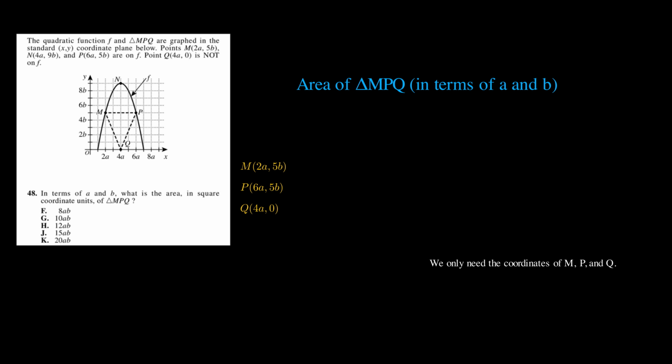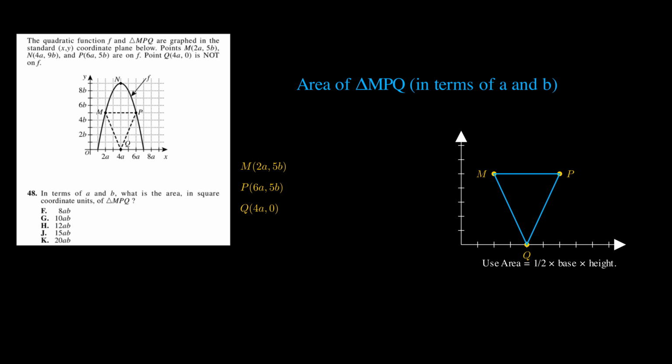All right, let's read the question carefully. The quadratic function f and triangle MPQ are graphed in the coordinate plane below. Points M, N, and P are on f. Point Q is not on f. In terms of a and b, what is the area of triangle MPQ? Now simplify this. We only need the coordinates of M, P, and Q. We're given M is at (2a, 5b), P is at (6a, 5b), Q is at (4a, 0). Ignore everything else. The parabola doesn't matter for the area.